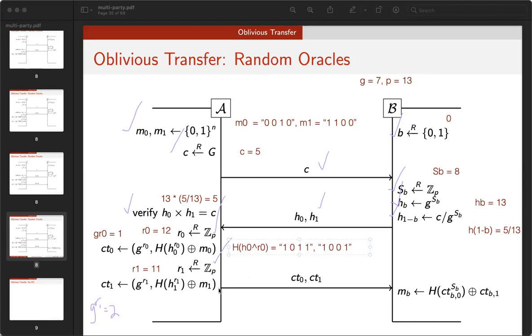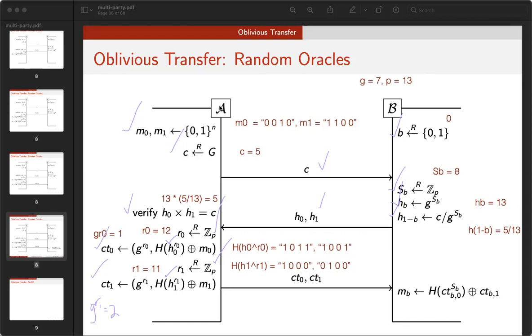And then the hash of H1 to the R1 equals 1, 0, 0, 0. That ciphertext becomes 0, 1, 0, 0. Okay. And so that's been computed and that's been computed. So our two ciphertexts are computed.